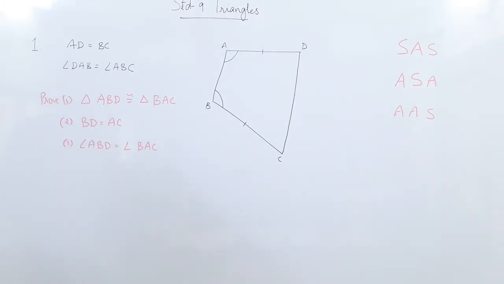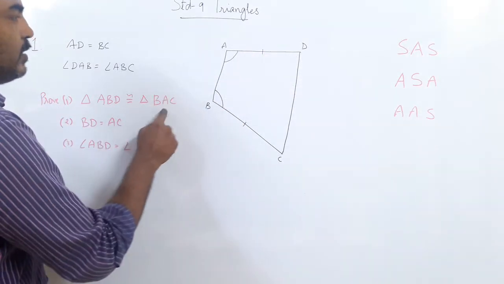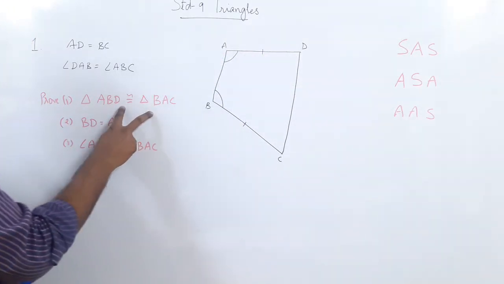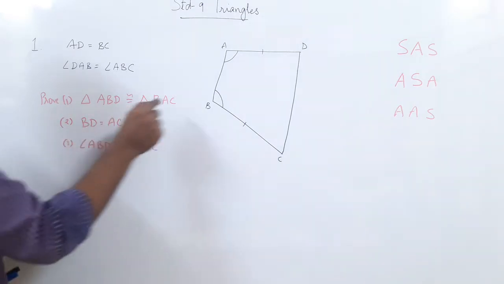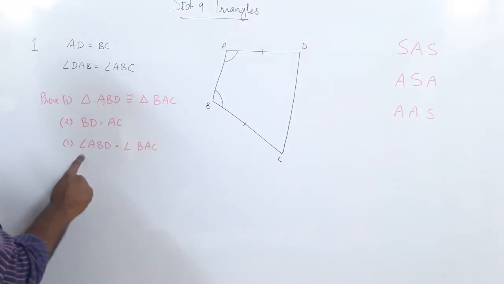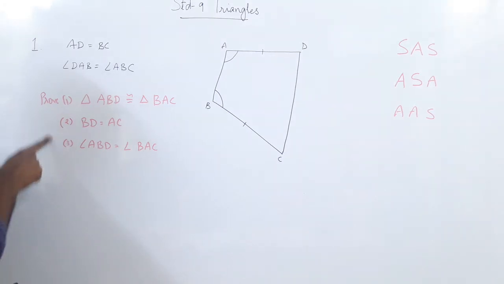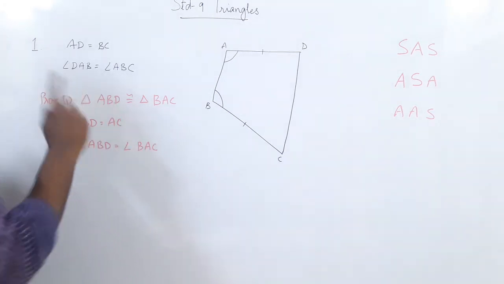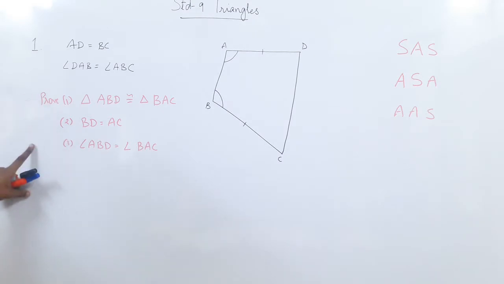Now what we have to prove? First we have to prove triangle ABD and triangle BAC both are congruent. That we have to prove. From that result we have to show that BD equal to AC, and we have to show angle ABD equal to angle BAC. Now these two results can be shown if the first result can be proved. So if we prove the first result that the two triangles are congruent, then the corresponding results will give us the same answer. Now how do we prove they are congruent?